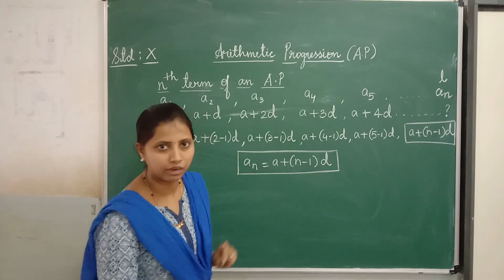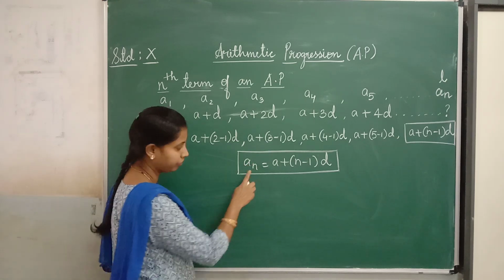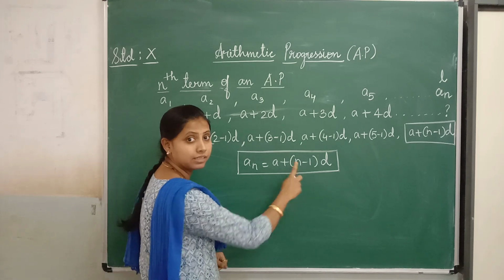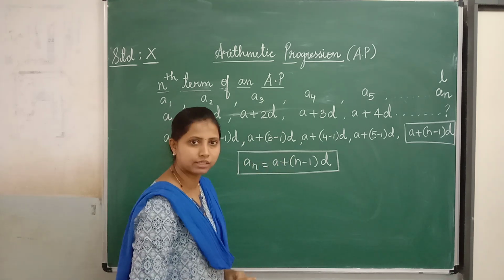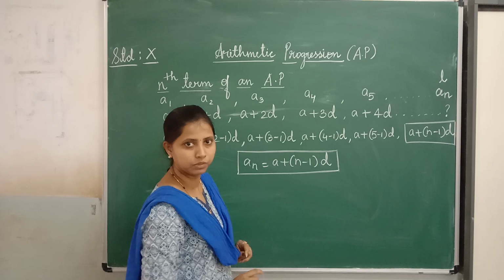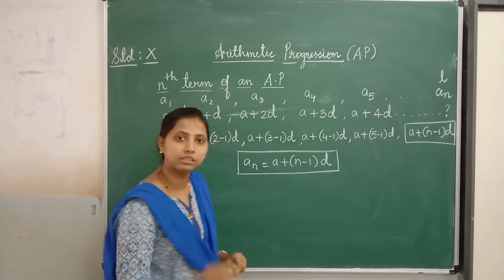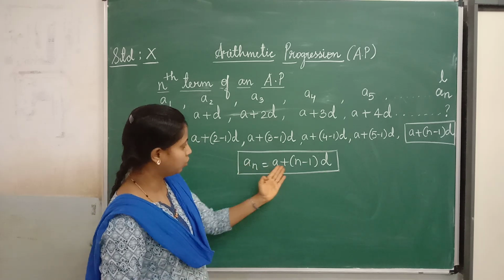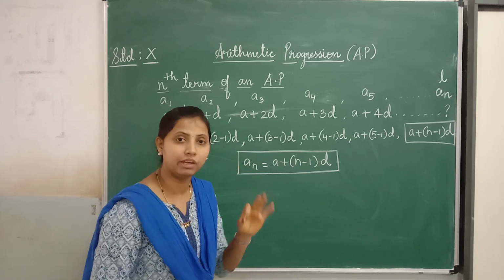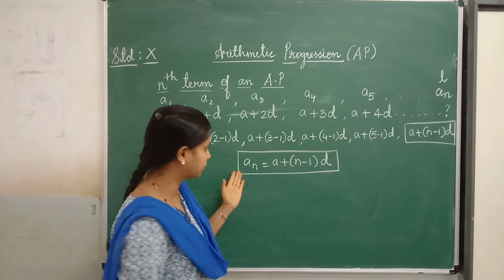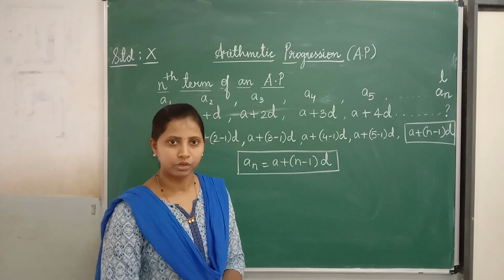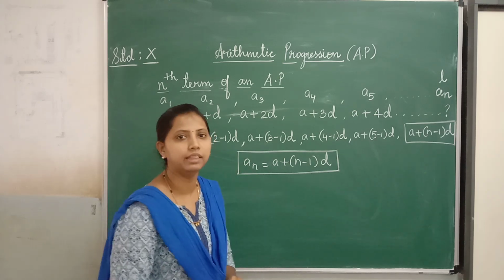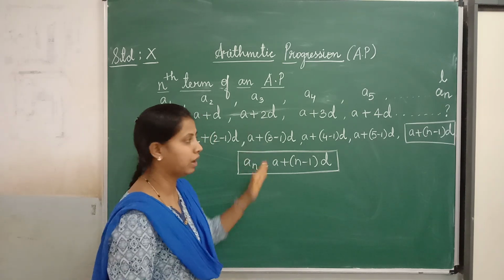D represents difference. A represents first term. N represents number of terms in the AP. And an is the nth term. So using this, out of these 4, any 3 is given, you can find the fourth using this nth term of an AP. So the next exercise we are going to solve in arithmetic progression depends on this nth term of an AP. So I hope you have understood this.